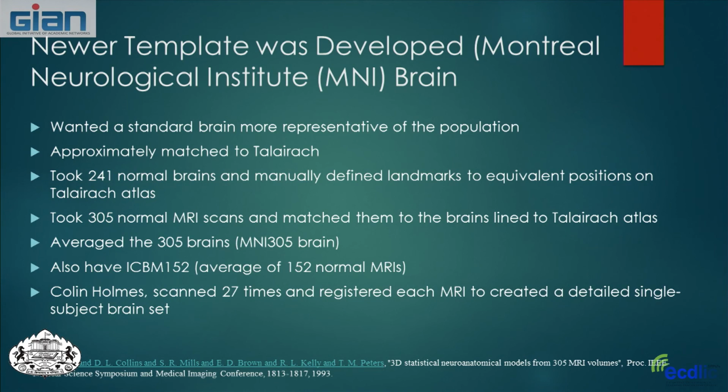They took 240 normal brains and manually defined landmarks in each of these brains. So they took 241 different people. Then they took 305 normal brains and matched them also to a Talairach atlas. So they tried to line up all the features and the landmarks of these brains, and then they averaged these brains. So one of these brains is an average of 305 people. They also have an ICBM 152 brain. That's an average of 152 people.